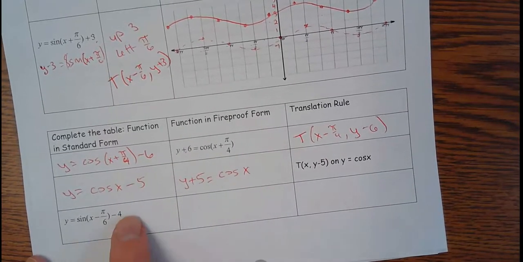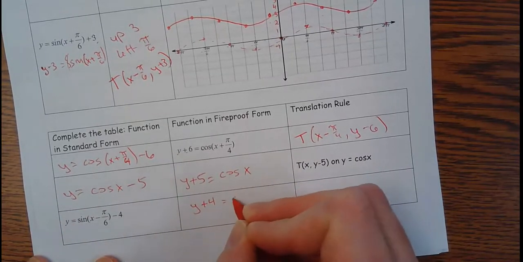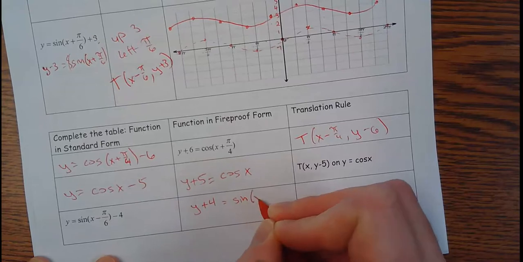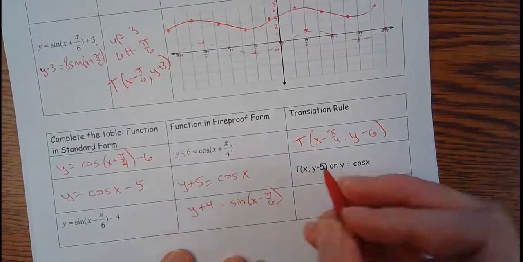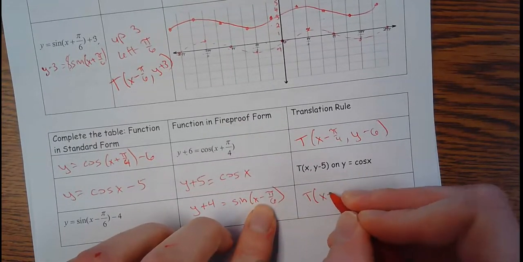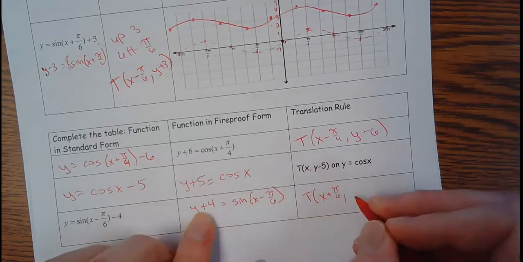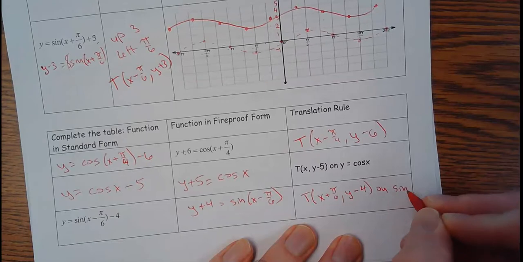Here's in standard form. Bring the 4 over to get it in fireproof form. Okay, and this means my, let's do the x's first. So this would be all my x's plus pi over 6. All my y's minus 4, and that's on the sine, on sine x.